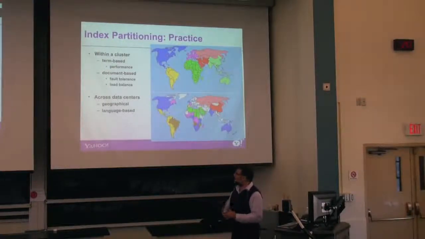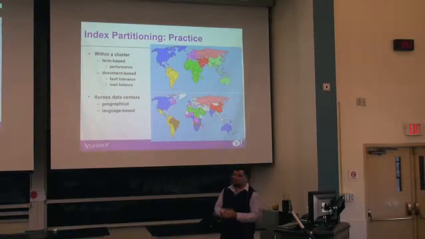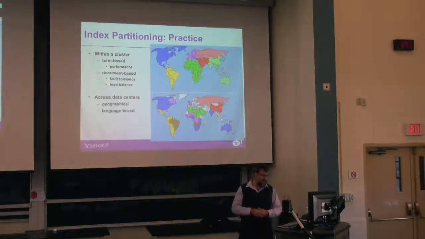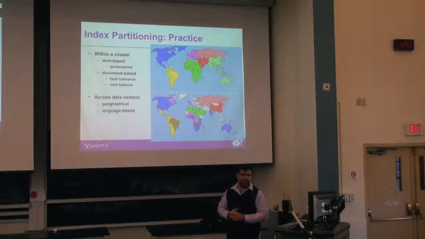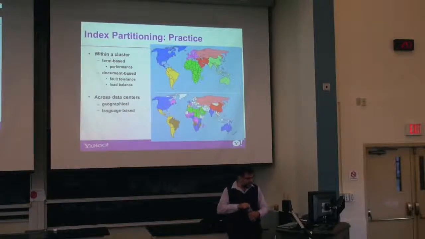So this would be a real partitioning, could be completely geographically based, like in the top, or it could be a bit better, language based in the bottom. So for example, blue is English, yellow is Spanish, this kind of dark green is Portuguese, light green is Arabic, and so on.